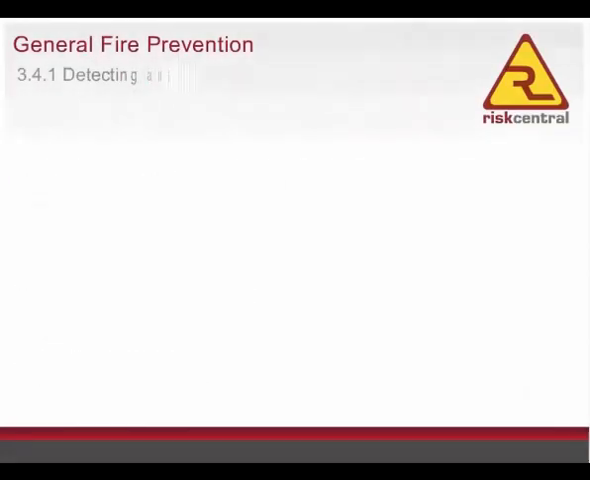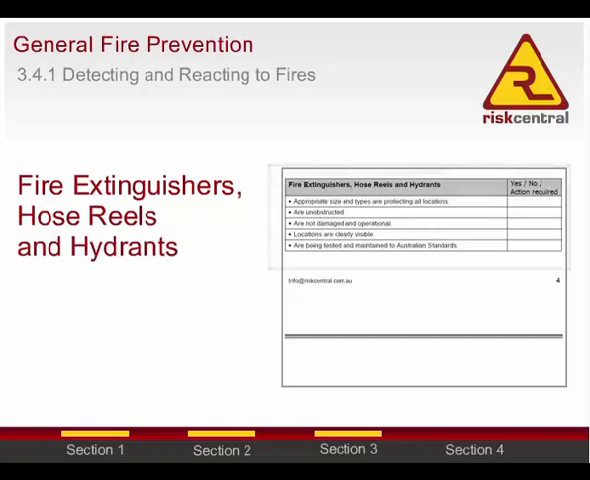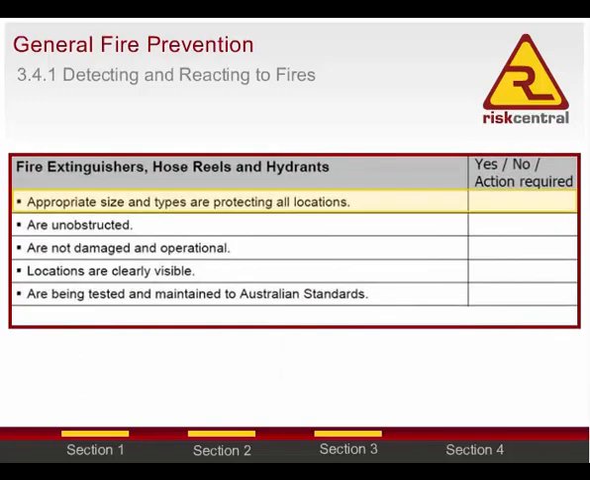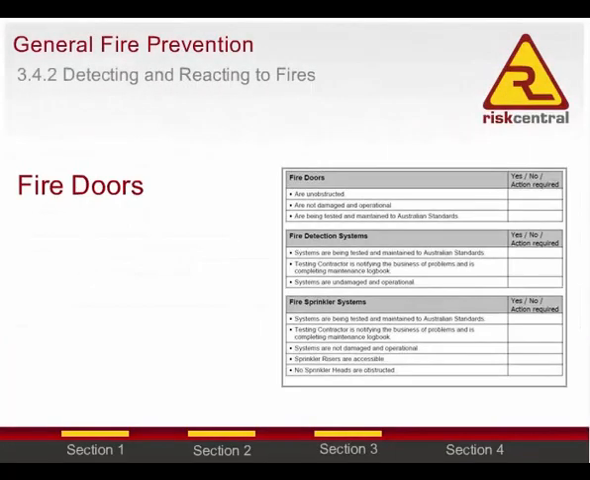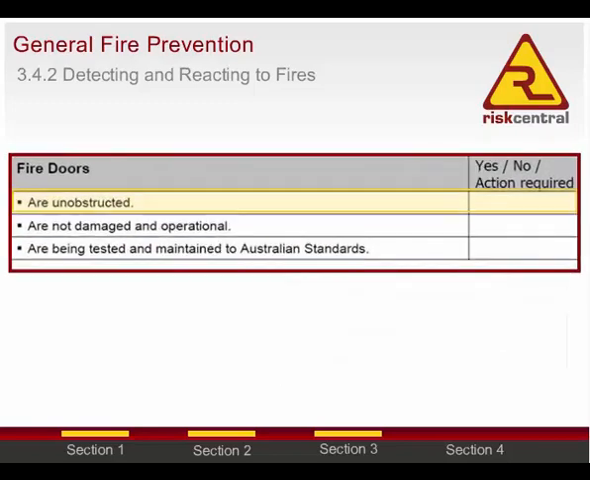Fire extinguishers, hose reels and hydrants. Appropriate size and types are protecting all locations. Are unobstructed. Are not damaged and operational. Locations are clearly visible. Are being tested and maintained to Australian standards. Fire doors. Are unobstructed. Are not damaged and operational. Are being tested and maintained to Australian standards.